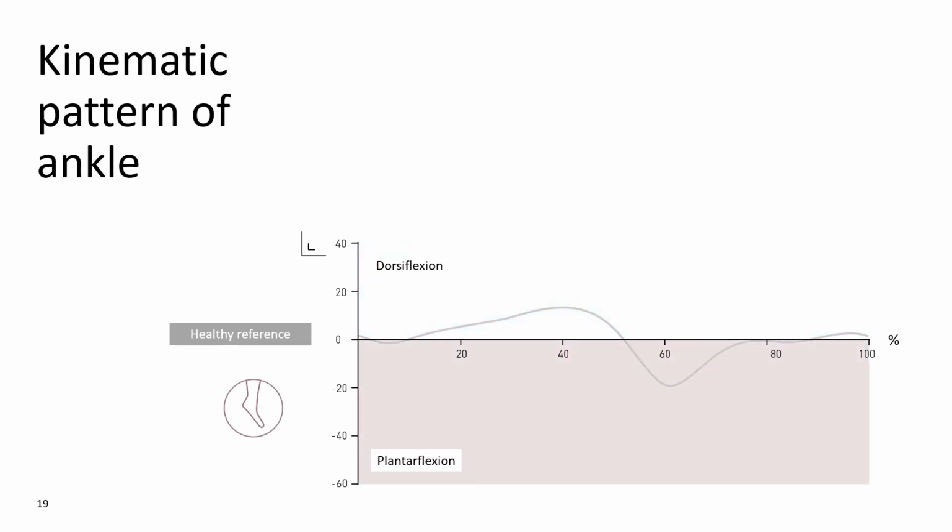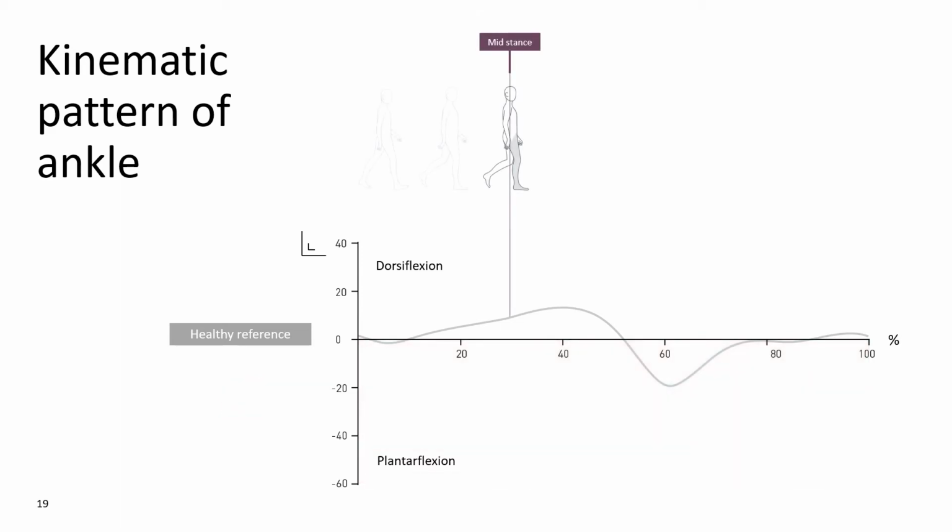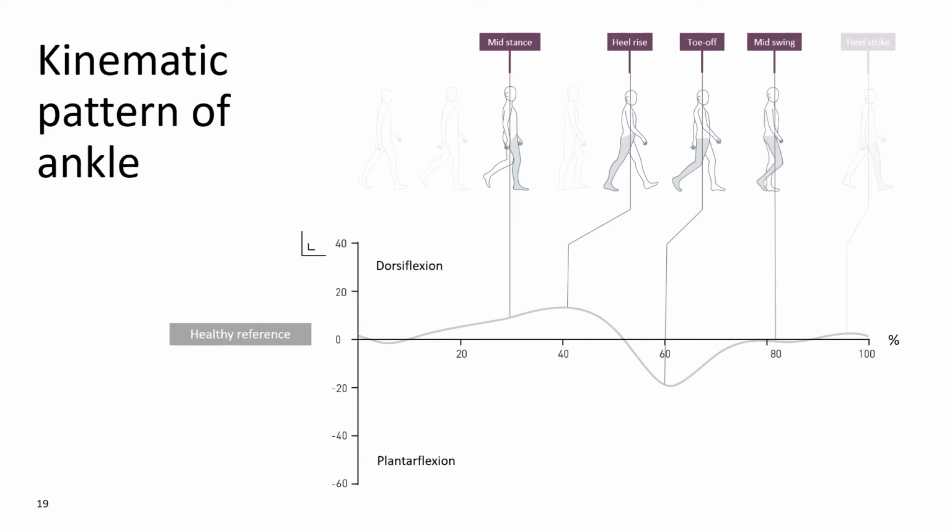The points of the gait cycle that we saw just now with the stick figures can also be seen on the graph: mid-stance, heel rise, toe off, mid-swing and heel strike. In this graph we are looking at the stride of just one leg.